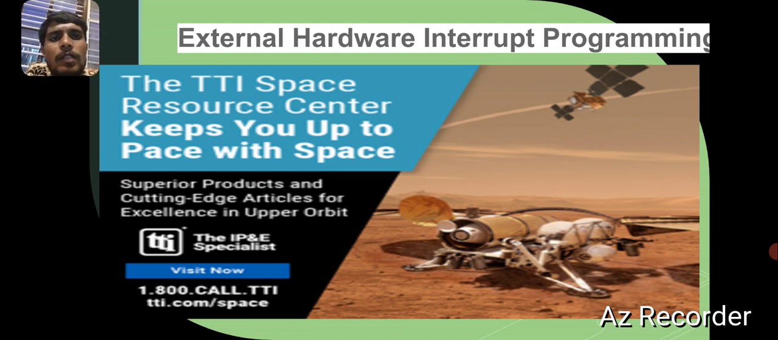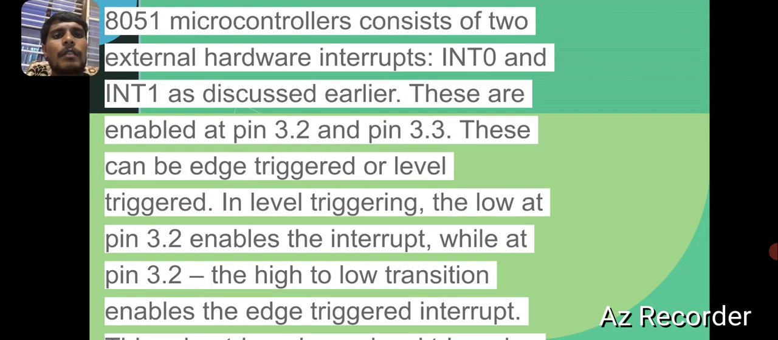See the structure of the external hardware input programming. The 8051 microcontroller consists of external hardware inputs INT 0 and INT 1, as discussed earlier. These are enabled at pin 3.2 and pin 3.3. These can be edge triggering or level triggering. In that there are two types of triggering, level triggering and edge triggering. The low at pin 3.2 enables the input. At pin 3.2, the high to low transition enables the edge triggering input.